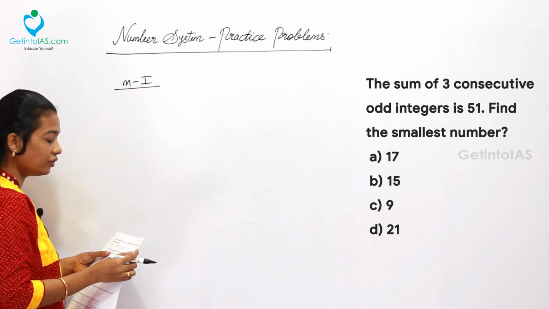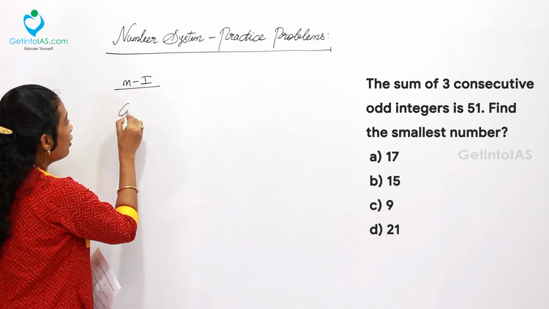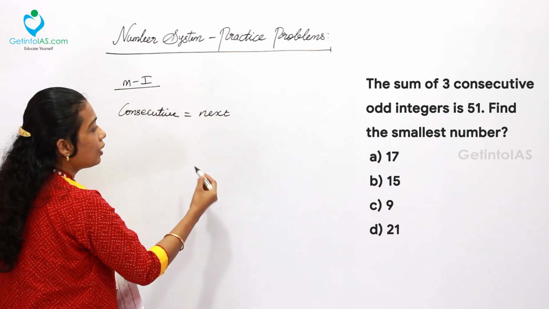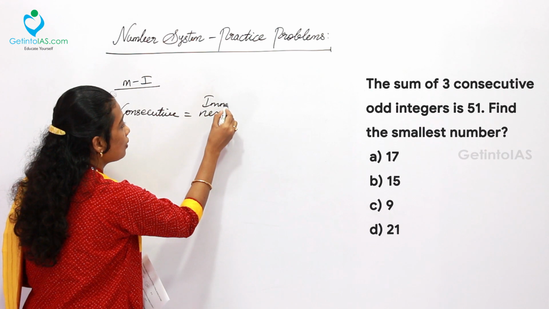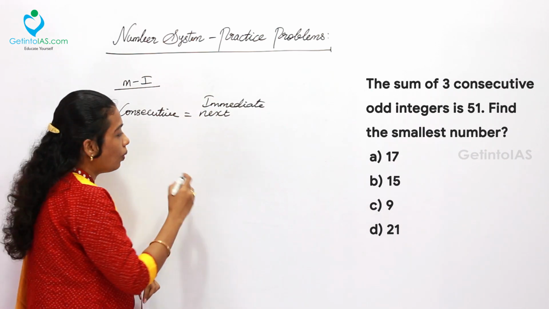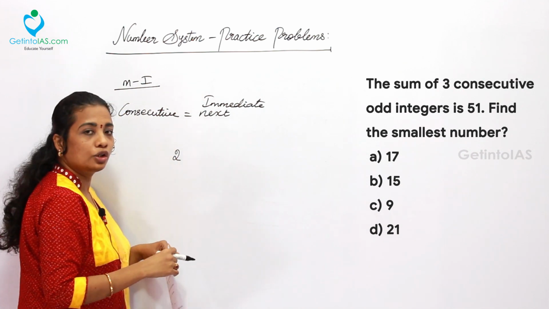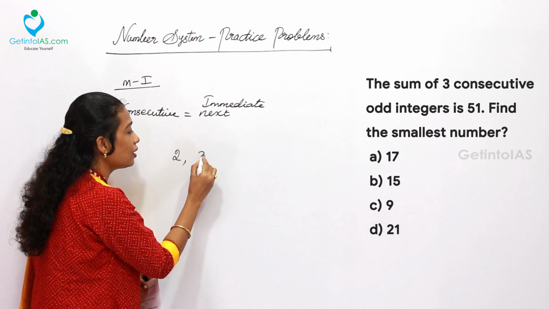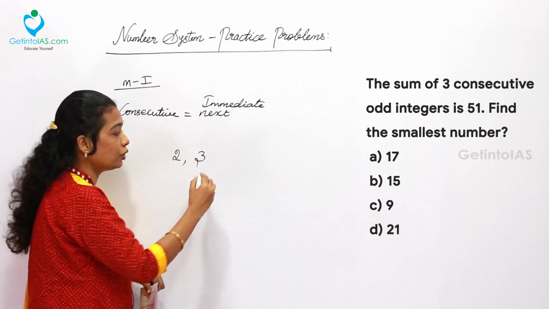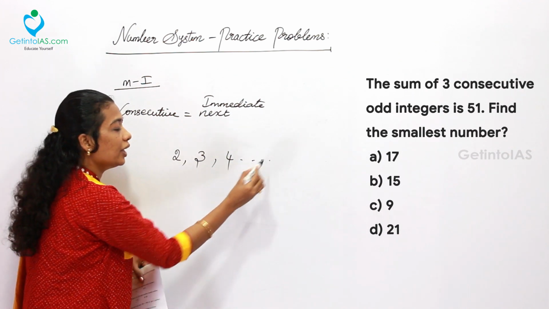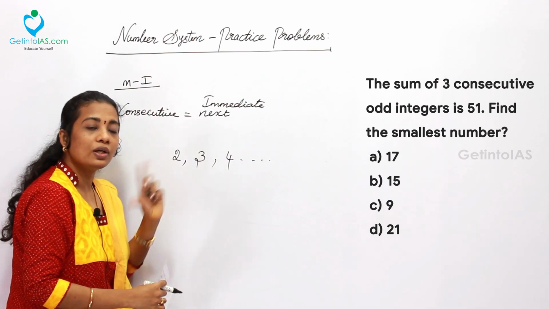So here, the sum of 3 consecutive numbers. The word consecutive means next, or immediate next. Now I am asking you, what is the consecutive number to 2? Consecutive means the next number, so you will answer 3. What is the consecutive number to 3? You will answer 4. So these are all said to be consecutive natural numbers.